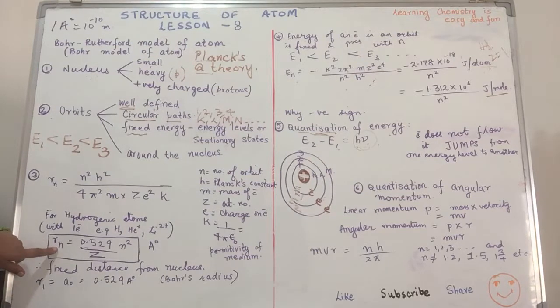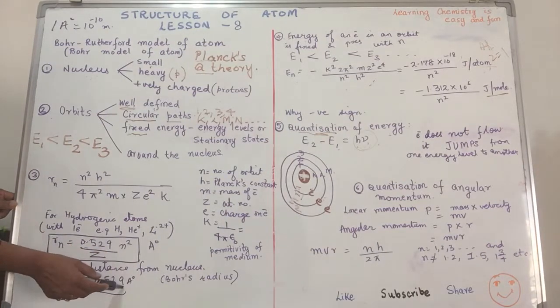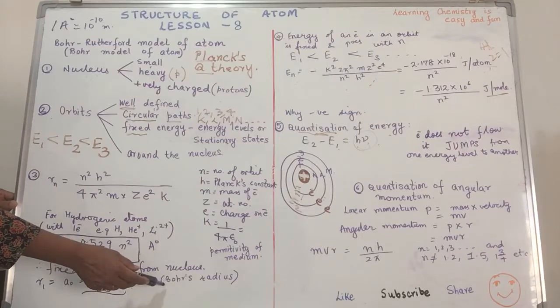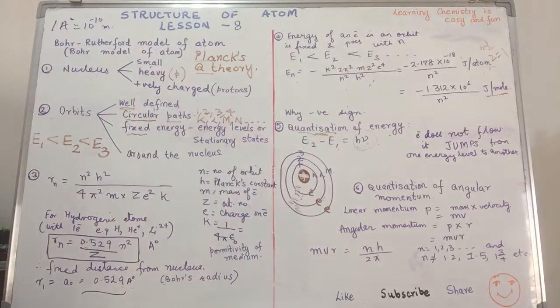Now, if the same expression is used in order to find out the radius of the first orbit, n will take the value of 1. So my expression comes to 0.529 upon again 1. So this is 0.529 angstrom units. So the radius of the first orbit of hydrogen atom, which is the simplest and the lightest element known to us, is 0.529 angstrom units, and this is called Bohr's radius after the name of Bohr, who gave us this concept.